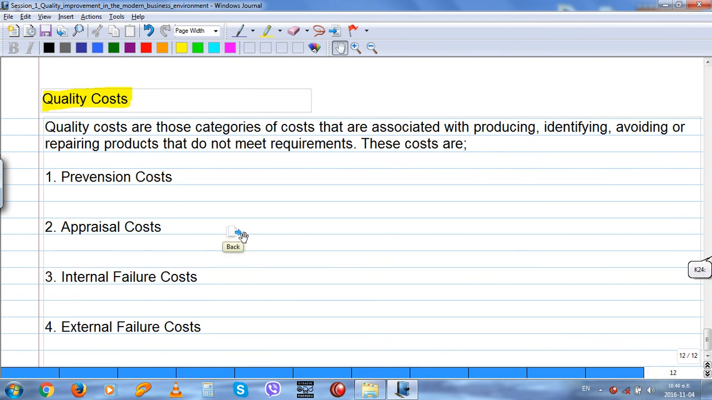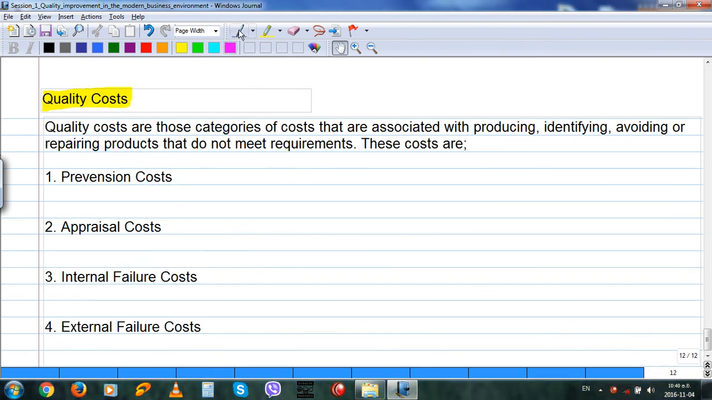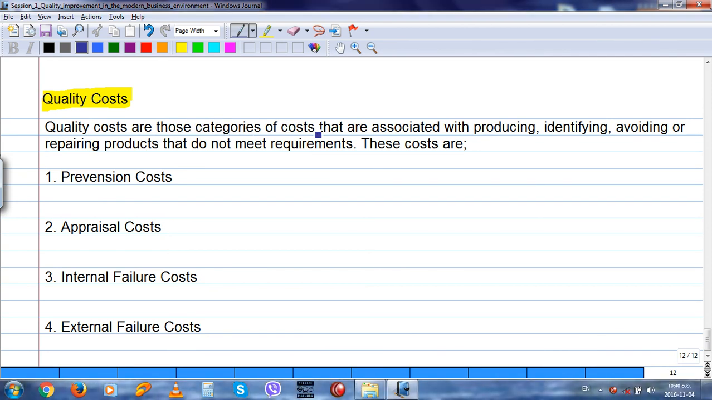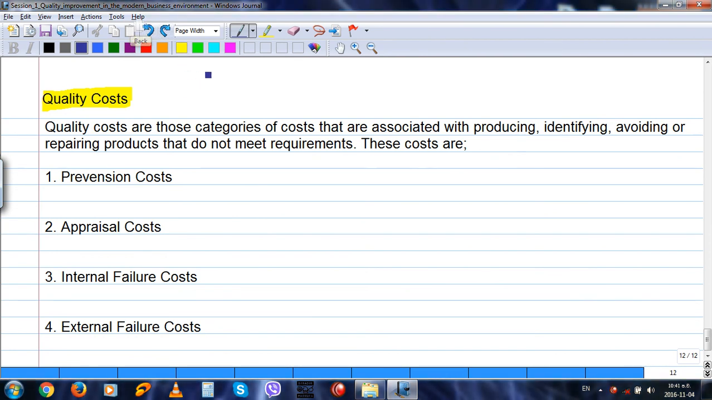Finally, we can think about the quality cost. Quality costs are those categories of cost that are associated with producing, identifying, avoiding or repairing products that do not meet requirements. There are many types of quality costs. Here we take some of the major quality costs. First one is the prevention cost. Financial controls are an important part of business management, so we have to pay more attention to those costs, the financial side.